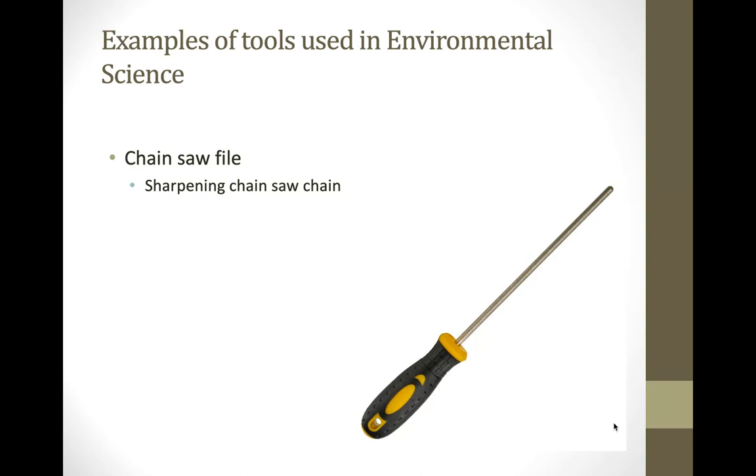So a chainsaw file is going to be an opportunity for someone to make sure that the chain on that chainsaw is honed and that the blade, the chain itself, is sharp and kept in good condition.